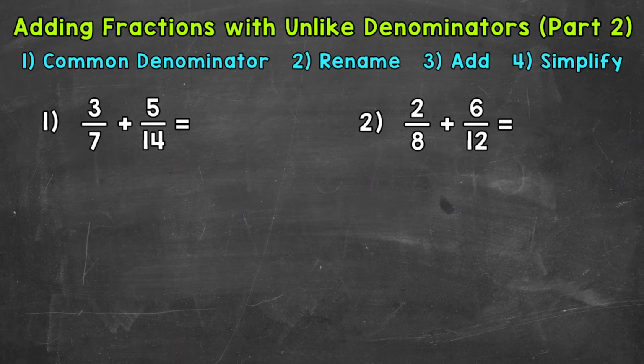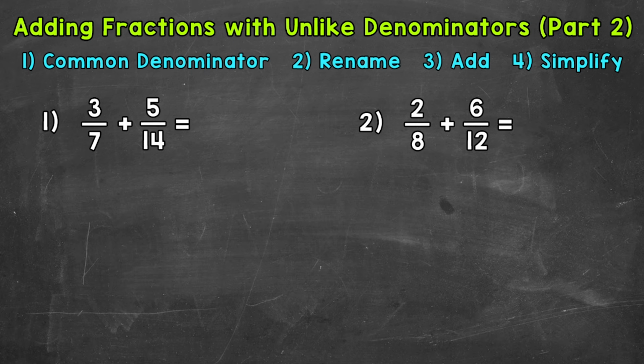In this video, I'm going to cover how to add fractions with unlike denominators, and this is part 2. So if you need part 1, that link is down in the description. If you're ready for part 2, let's jump into number 1, where we have 3/7 plus 5/14.